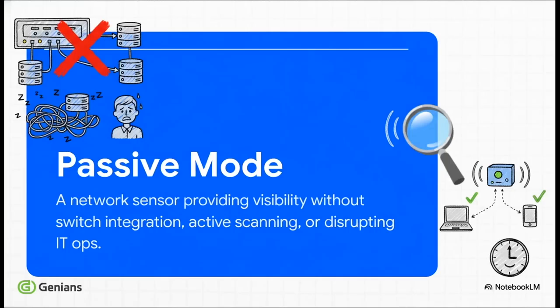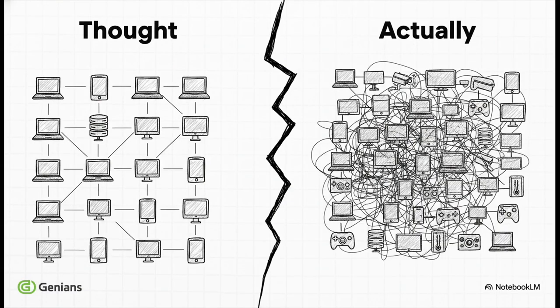You see, traditionally, finding this out means risky switch integrations or loud active network scans. Genia NAC's free trial takes a totally different route with a network sensor in what's called passive mode. It just listens. There's no switch integration, no active scanning, and absolutely zero disruption to your operations. It's totally safe. And the moment you turn it on, this is where it gets fun. The trial immediately starts to reveal the gap. The gap between that neat, orderly list of devices you thought you had and the kind of chaotic reality of what's actually connecting to your network every single day.